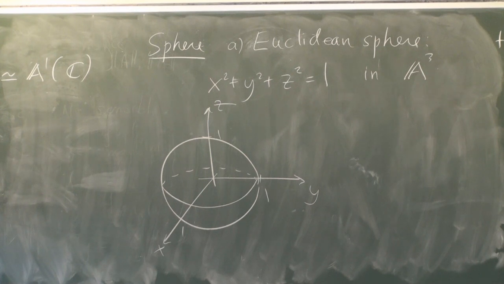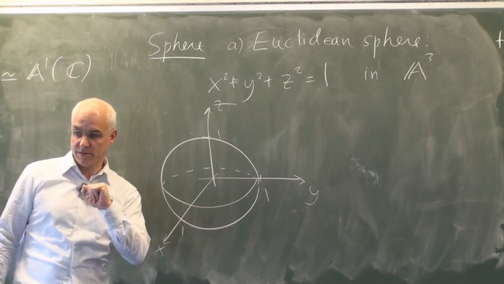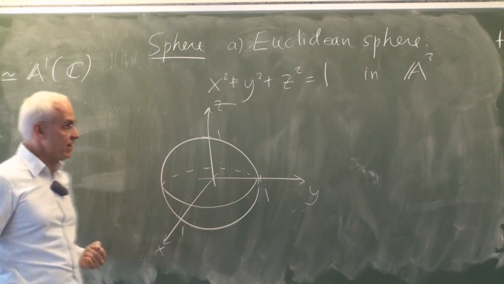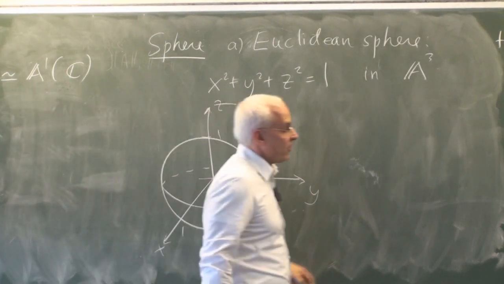So a natural question is, that's the equation for this. Can we also describe the points lying on it? Can we parameterize this sphere in a nice way? Just like we parameterize the circle in the plane in a nice way. And the answer is yes, we can. And so let's do that. So we want to parameterize this sphere.